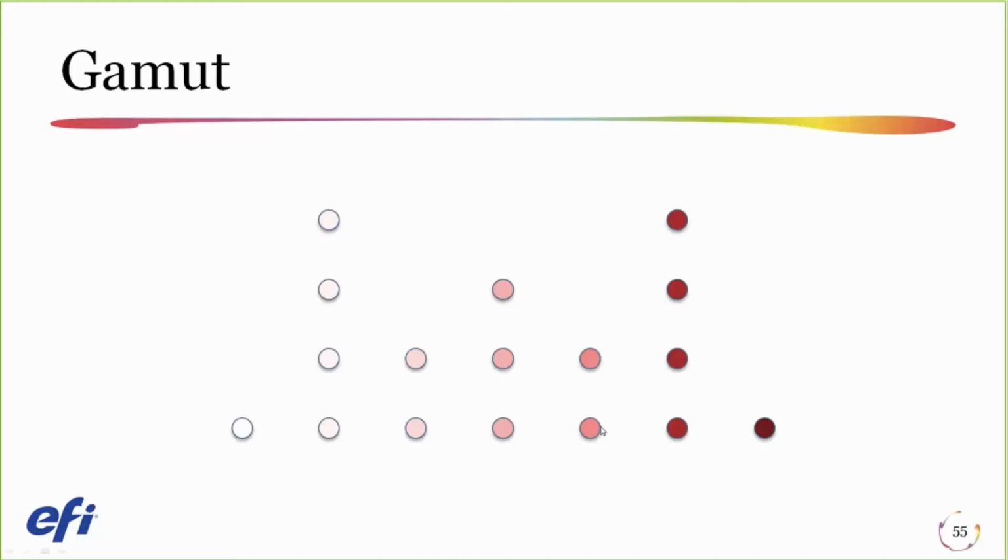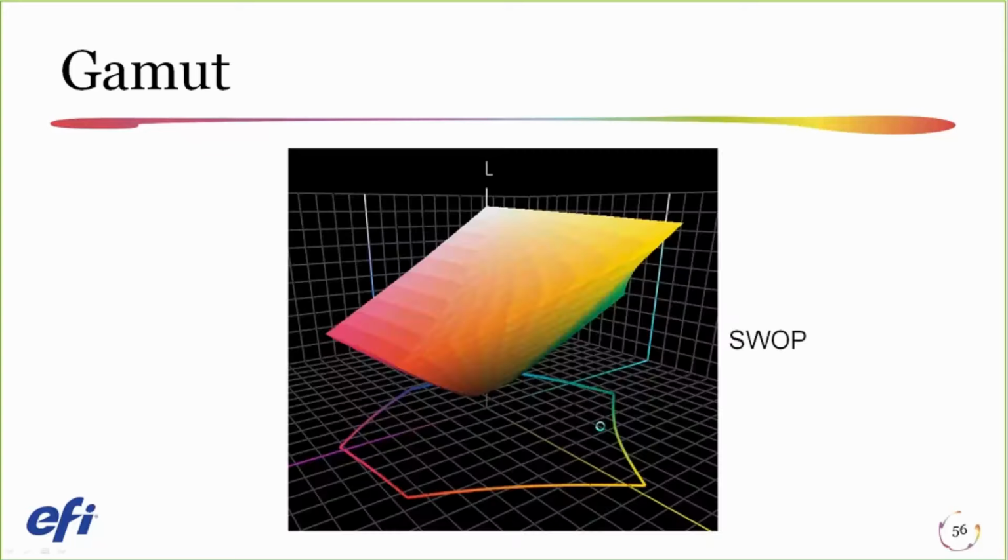To increase the size of the color space, to increase the gamut of our device, we need, for instance, a whiter media. We need to be able to print darker or print more saturated. That's what gives us the larger gamut.